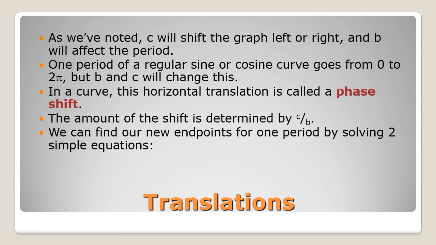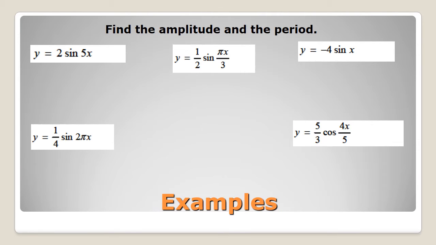We can find our new endpoints by solving these two equations. Or another way of solving it is to combine it into one and do 0 is less than bx minus c, which is less than 2 pi, and you can do it that way. All right, so here are some examples, a lot of them.